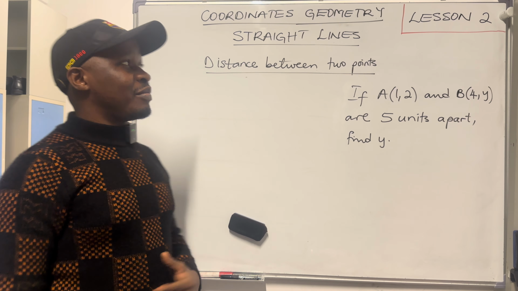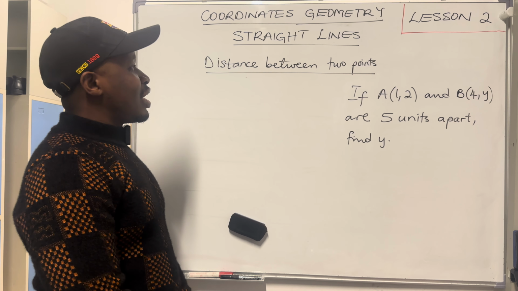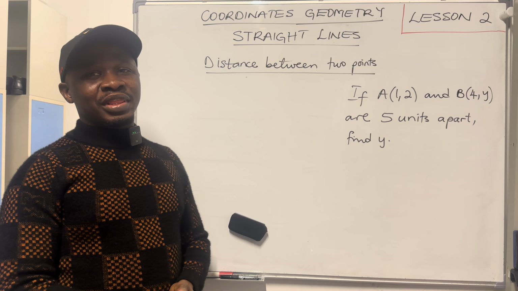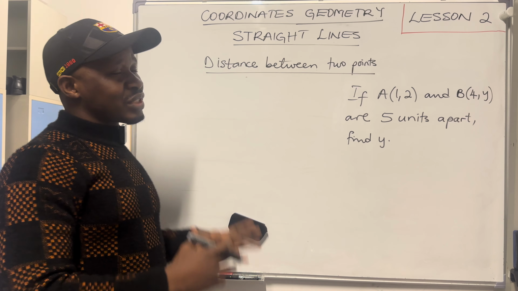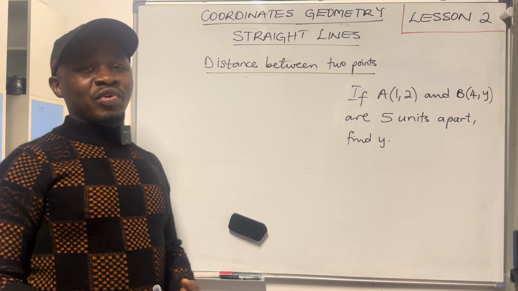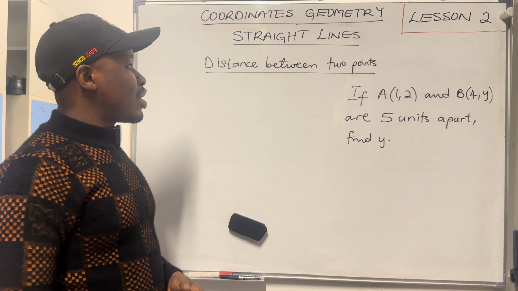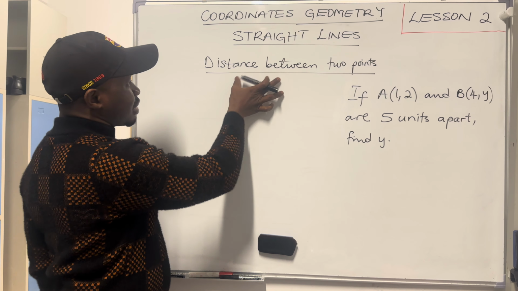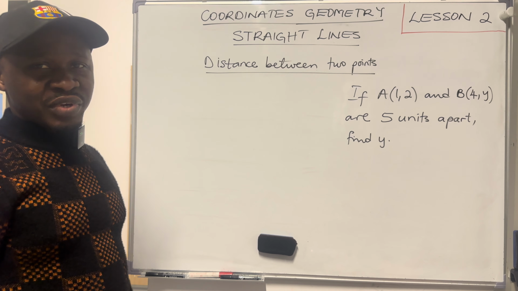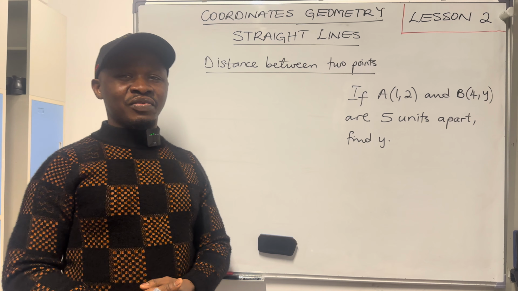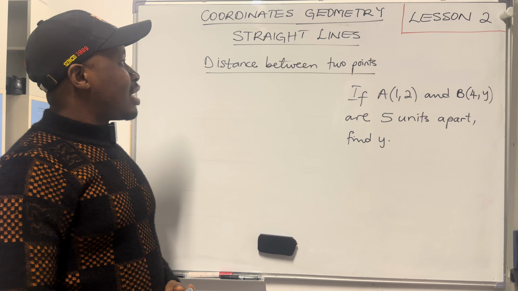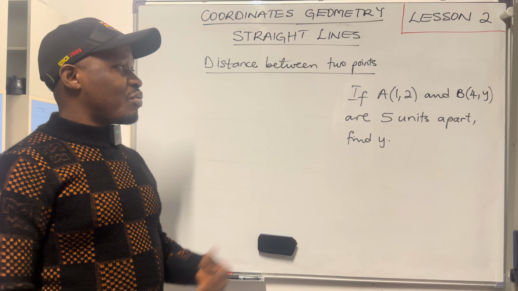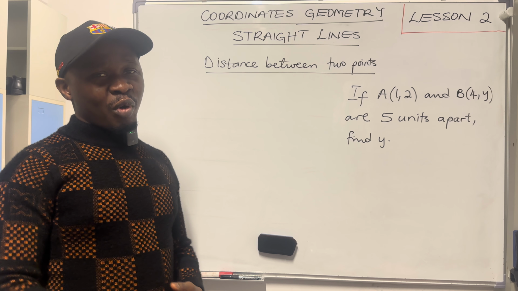Hi everyone. We have the second lesson for coordinate geometry, and the aspect of coordinate geometry we are dealing with now is mainly straight lines, because we have other aspects of coordinate geometry. So we are still dealing with distance between 2 points. In the first video, I discussed something very important concerning distance between 2 points. We derived the formula, and of course, we solved two problems.